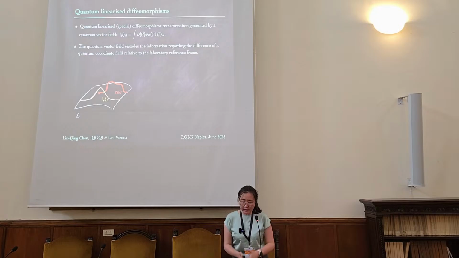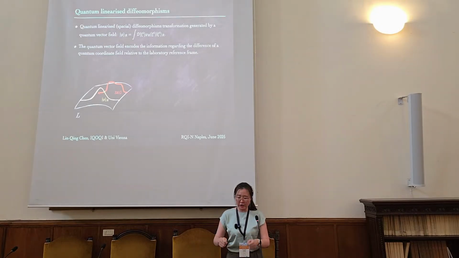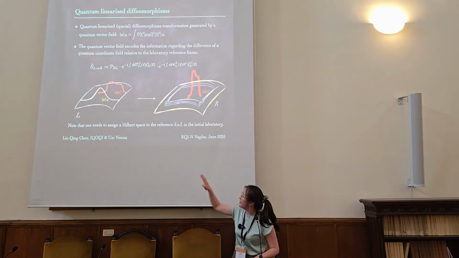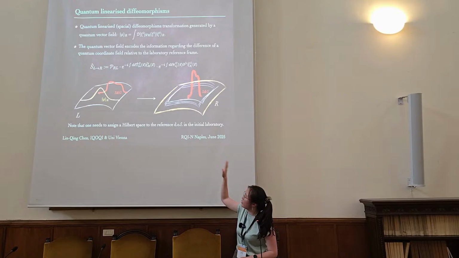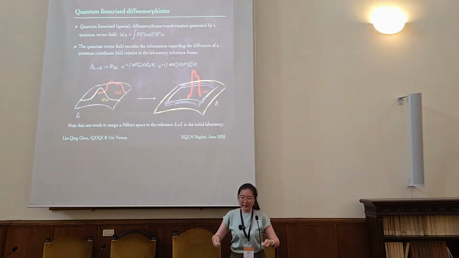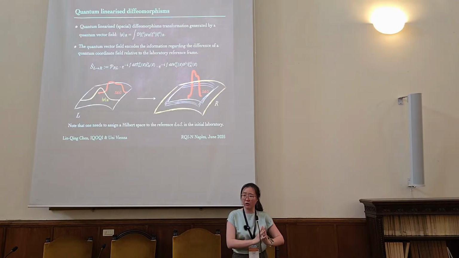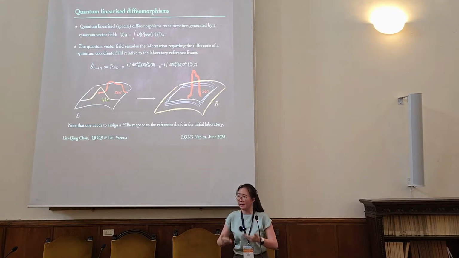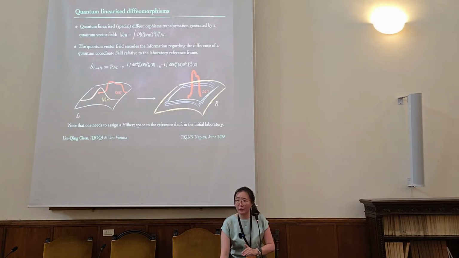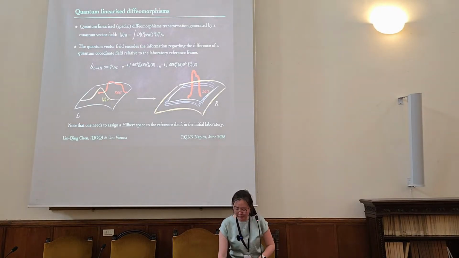So such a quantum vector field encodes the information regarding the difference between a quantum reference frame and the initial laboratory frame. Under such a unitary transformation, which is a generalized controlled translation, we can translate into the frame that is localized for the quantum coordinate, and the laboratory becomes fuzzy and entangled with the source. And note that one needs to assign a Hilbert space for that information.